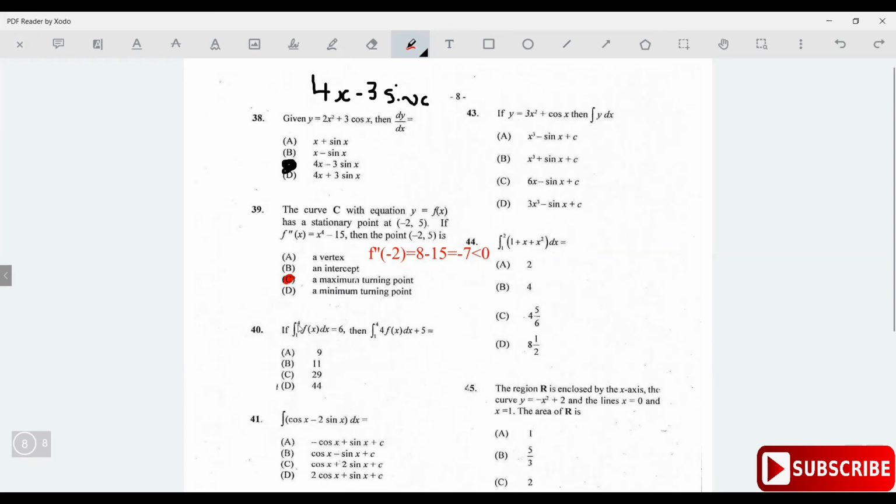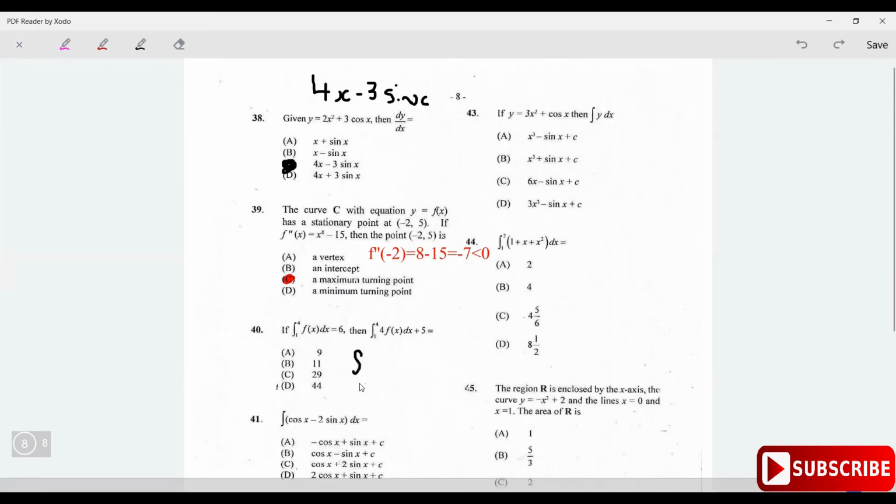Easy. The integral from 1 to 4 of f of x is 6. Then what is the integral of 4 times f of x plus 5? So this is just going to be 4 times the integral from 1 to 4 of f, plus 5, and that integral is 6. 4 times 6 is 24, plus 5. 24 plus 5 is 29, which is option C. Soft.